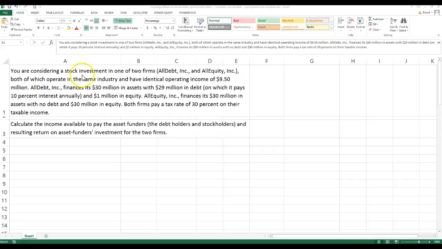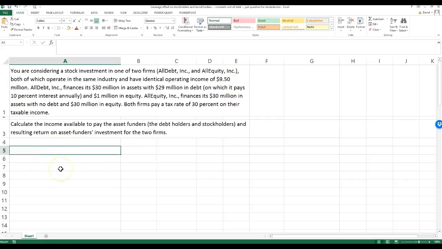You're considering a stock investment in one of two firms, all debt incorporated and all equity incorporated, both of which operate in the same industry and have identical operating income of $9.5 million. So let's go ahead and put that in here. Let me say given here first. So what are we given? I'm going to make it a section, so let me bold and underline that.